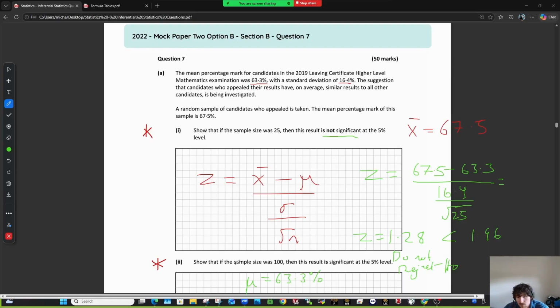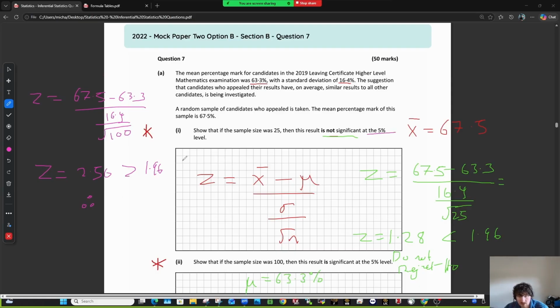Now it says, show that if the sample size was 100, you will have a different conclusion here. So let's do that. Z equals 67.5 minus 63.3 over 16.4 over root 100 now. And we're going to get a different Z score. We get a pretty big Z score. We get 2.56, which is greater than 1.96. So that is significant. That is significant enough now at the 5% level of significance.